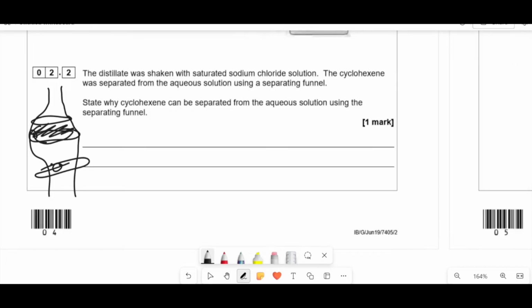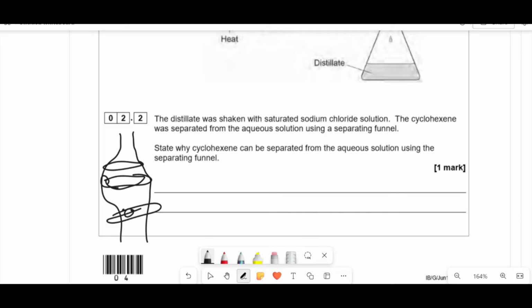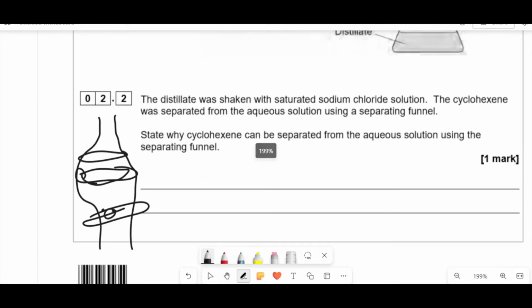Now, sometimes it could be at the top, sometimes it could be at the bottom. It depends which one's more dense. But the point is you're separating them on the basis that they don't mix. For example, if you mix oil and water, they don't mix, right? So that's how you can separate them, by literally just letting that level set out and then just removing whatever bit you want. So the liquids don't mix, or you could say they are immiscible.